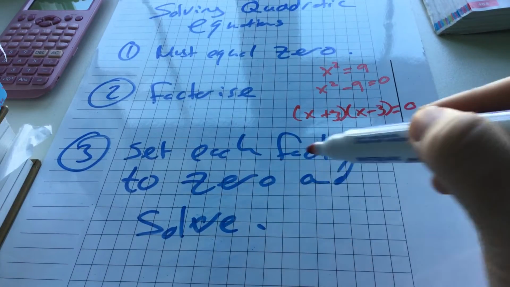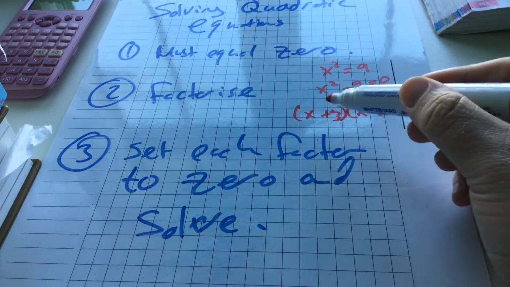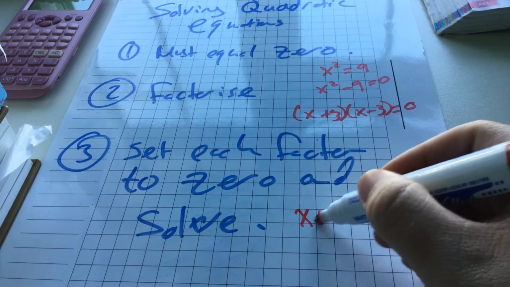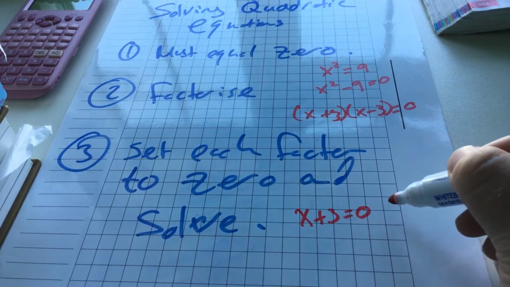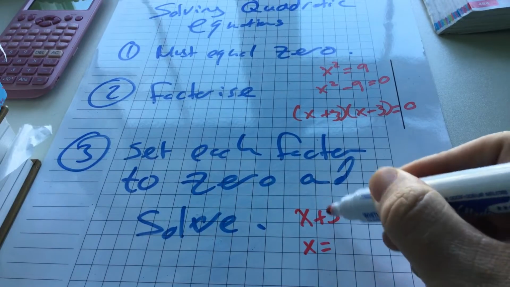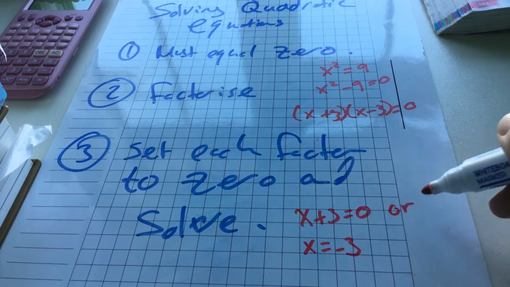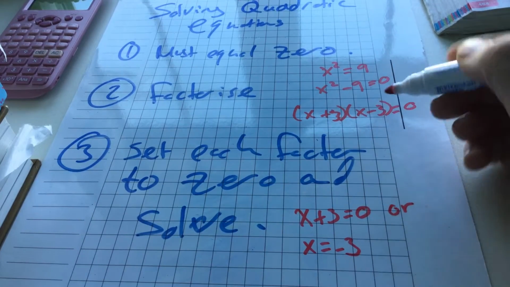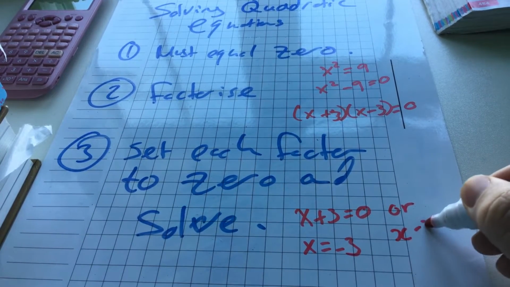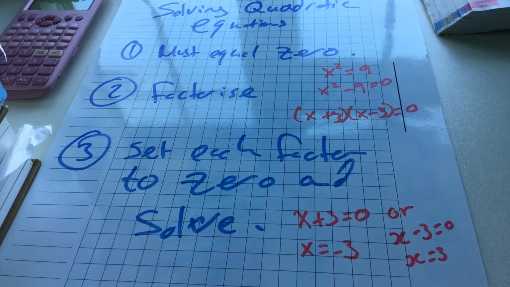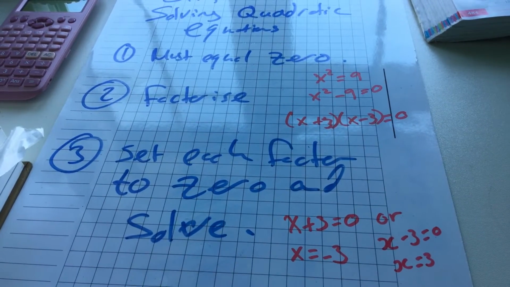Set each factor to 0 and solve. So this is what you did yesterday. In other words, what makes this bracket 0? So what would make x plus 3 be 0? Well, solving it, bring the 3 over, x would have to be minus 3. Or, what would make this bracket 0? x minus 3 equals 0, bring the 3 over, x would equal 3.